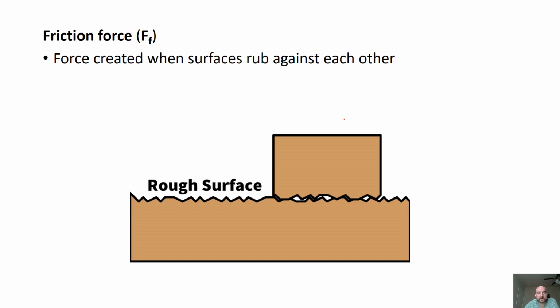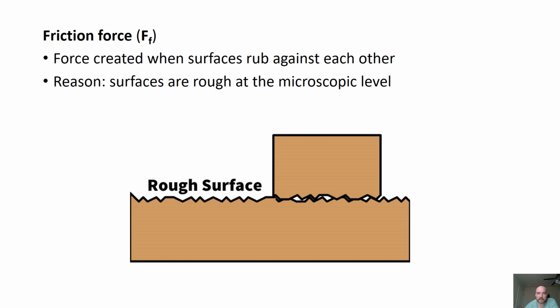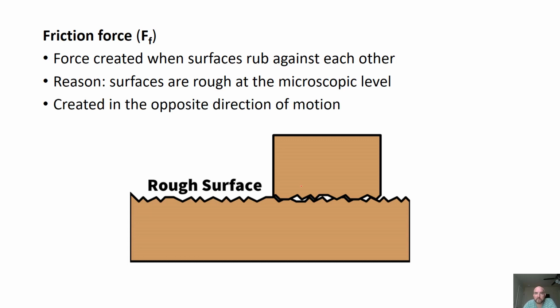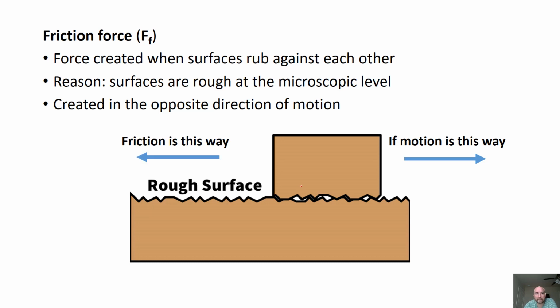Force of friction is a force caused when surfaces rub against each other. If you take a look at it on a microscopic level, you're going to have rough surfaces, and they're not going to want to go across each other. And they're going to be in the opposite direction of motion. So if you're trying to push it to the right, the friction itself is going to be to the left.